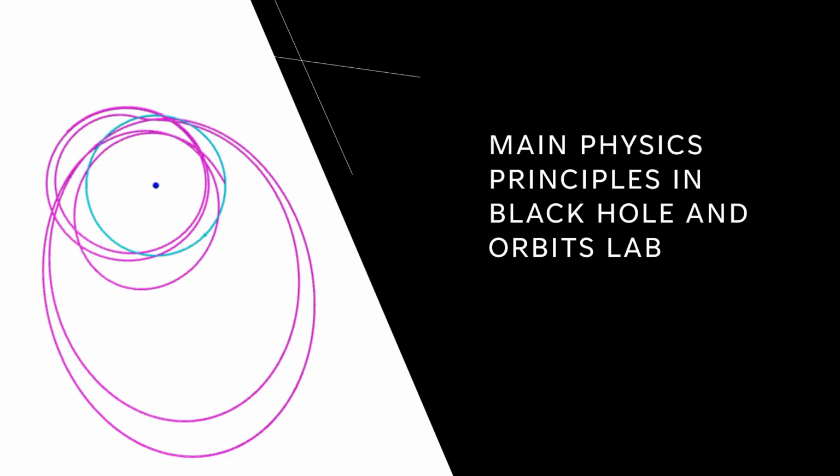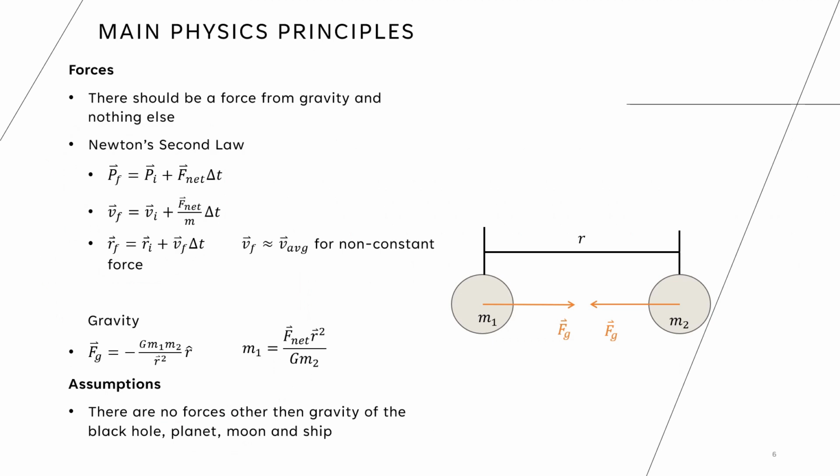So for our main physics principles, there should be no forces other than gravity. We're ignoring anything else that there could be theoretically and only focusing on the things that we are told are there. Newton's second law: the final momentum equals the initial momentum plus the force times the time. We divide all this by mass to get our velocities, and we use the velocity to update our position. Our final velocity will be approximately our average velocity for the non-constant force.